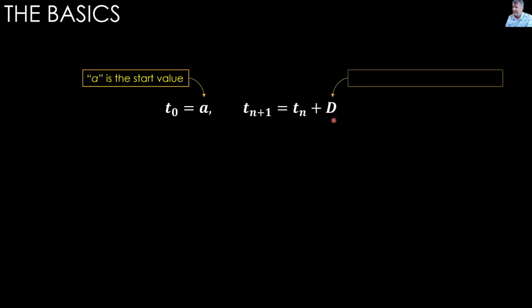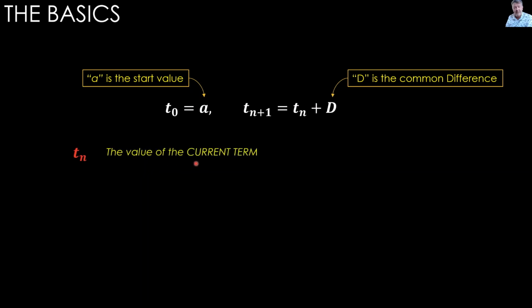This D is the common difference. Now, this is for an arithmetic sequence. Remember, we had arithmetic as adding. This is the plus, a common difference. Geometric, which we'll go into a little bit later, has a common ratio where we multiply. Now, these are the bits that you need to remember. First up, Tn. Let's bring that across. What does Tn mean? That is simply the value of the current term in your sequence. Okay, the number you are actually on.